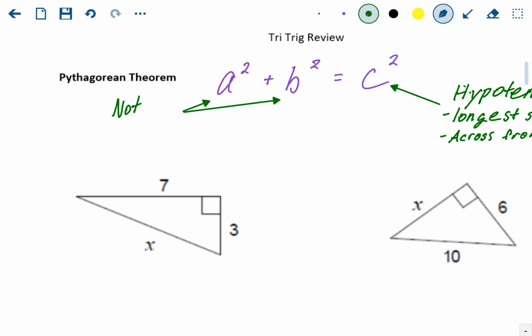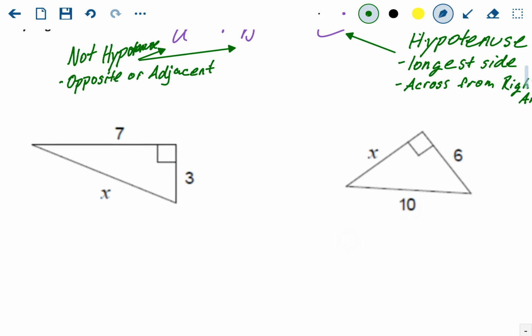So what this means is if you know two sides of a right triangle, you can automatically figure out the third side. Again, these are not the hypotenuse. They're called the opposite side and the adjacent side. And again, it doesn't really matter which one you put for a and which one you put for b. All right, so let's do a couple Pythagorean Theorem problems.